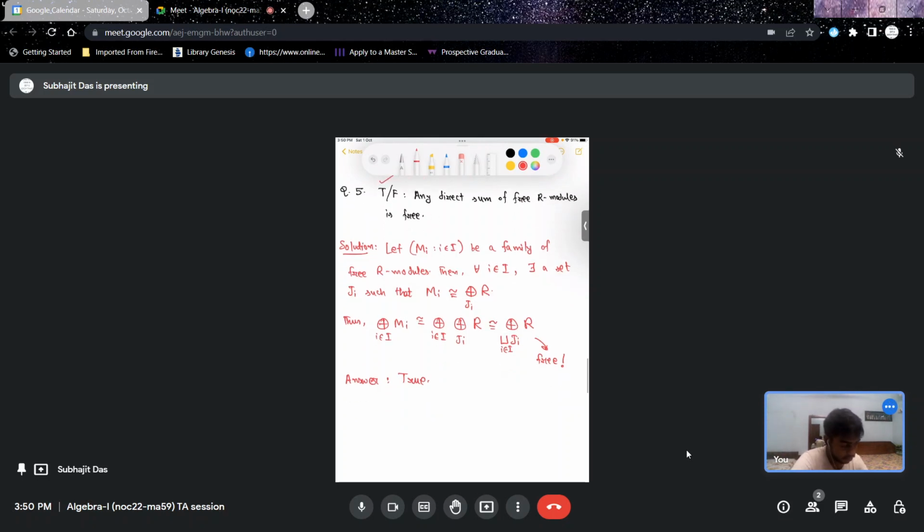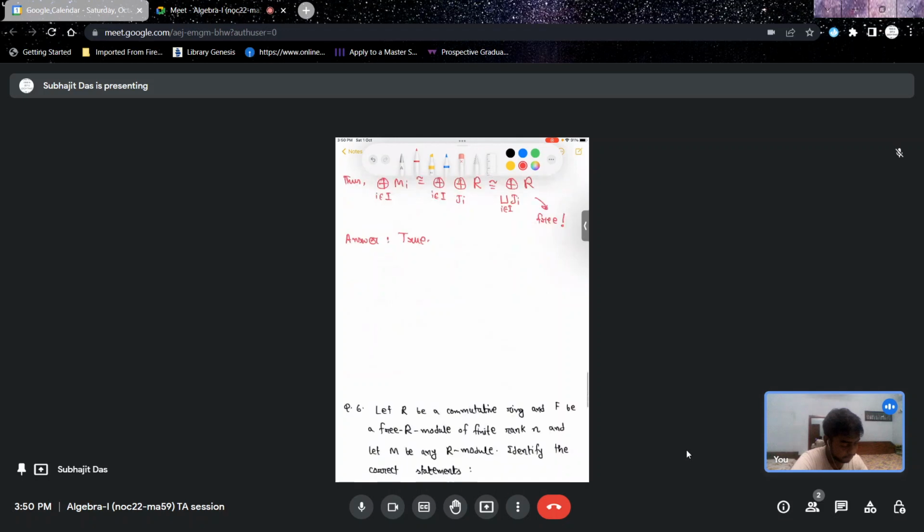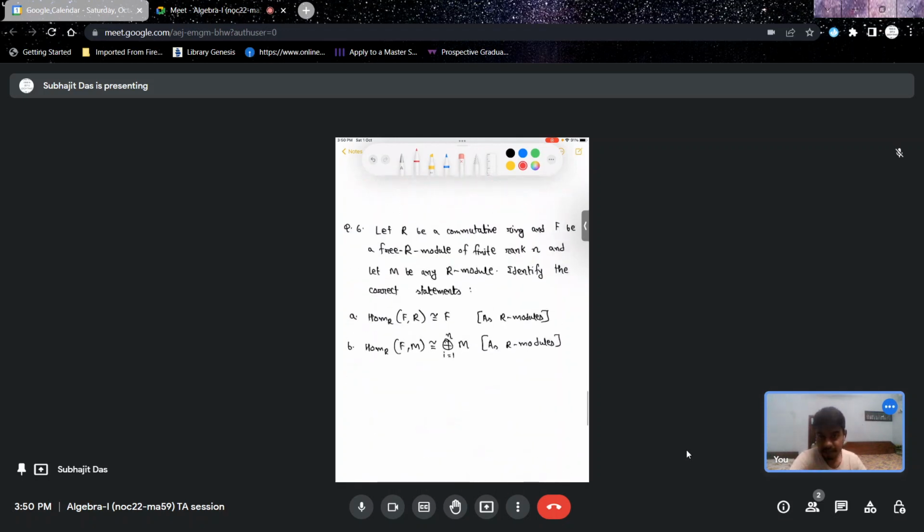Okay, so let's move on to our next problem, which is question 6. Let R be a commutative ring and let F be a free R module of finite rank n, which means, as we said, that F is exactly isomorphic to a direct sum of n copies of R. F is R direct sum ... direct sum R. And assume that M is any R module.